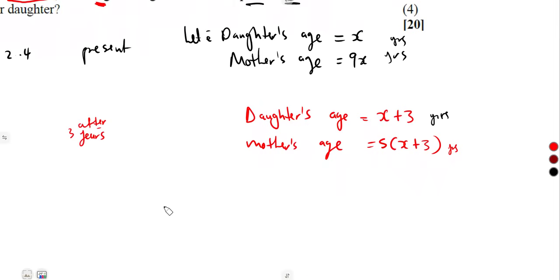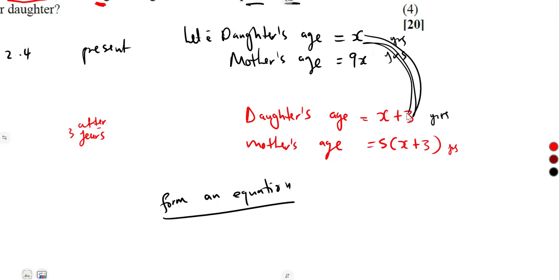In order for you to solve for x, you must form an equation. An equation is a statement which is true. It's very true. So how can we form that here? We have the daughter's age present and after 3 years. Can this form an equation? Nothing. We cannot form anything here.